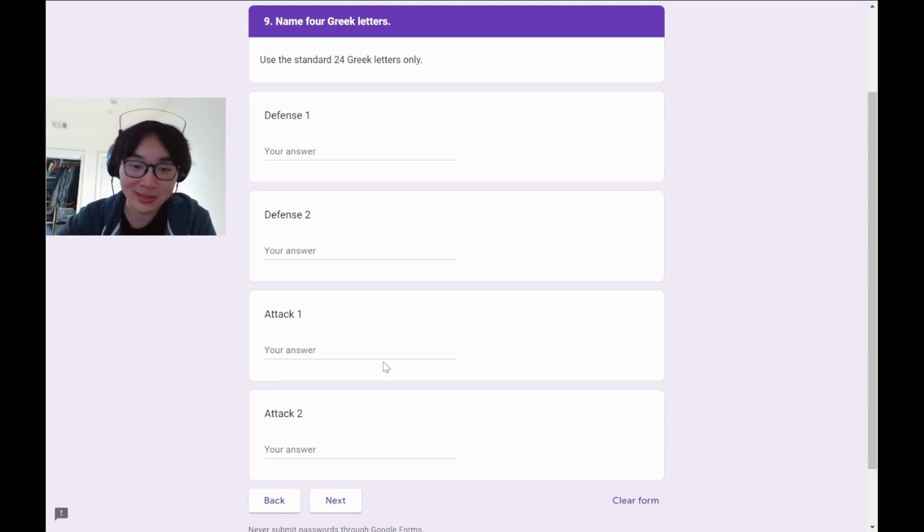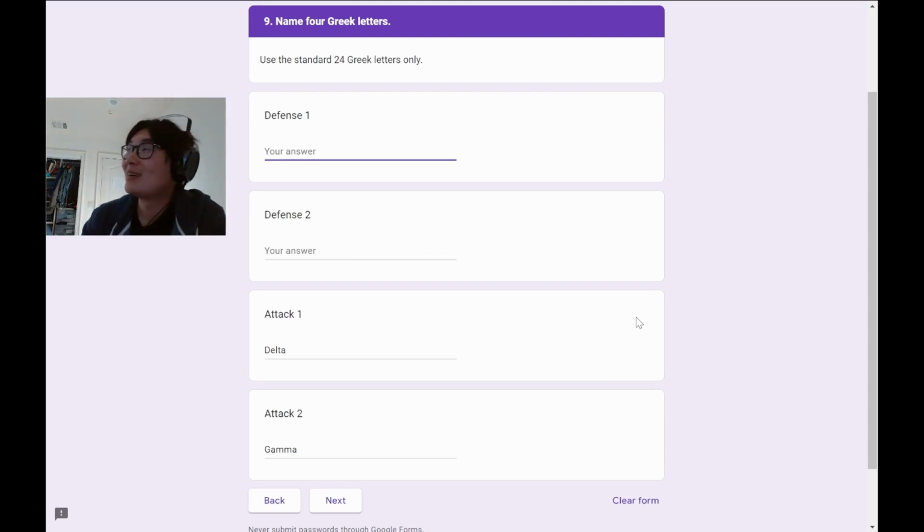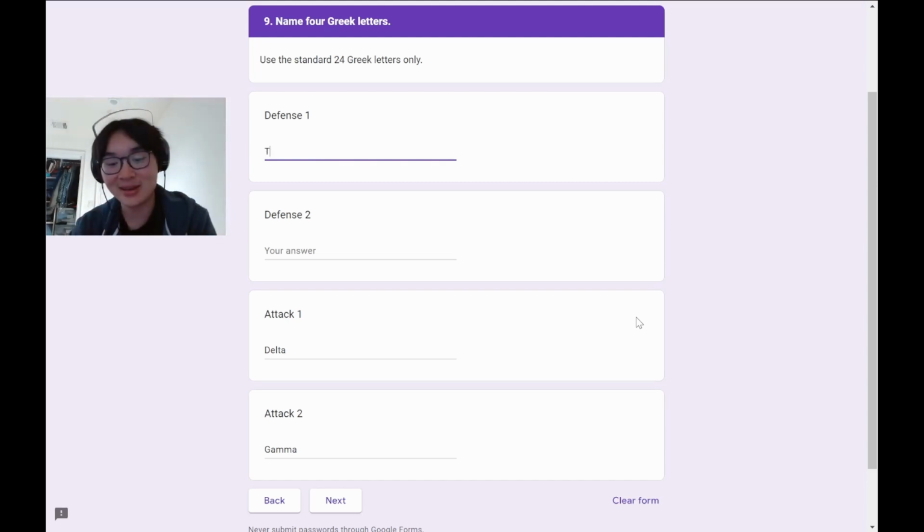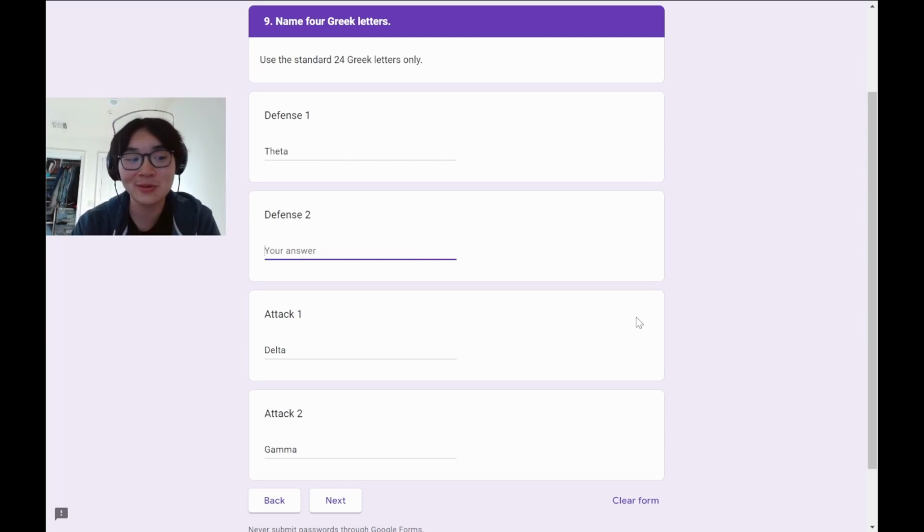We'll go delta gamma for attack. Then for defense, this is a tough one. Because the thing is, everyone knows all the Greek letters. Let's go for theta here, because this feels like the kind of semi-obscure one that people will assume other people know, that by this time people have forgotten about. And let's also go with Chi. And we'll continue.